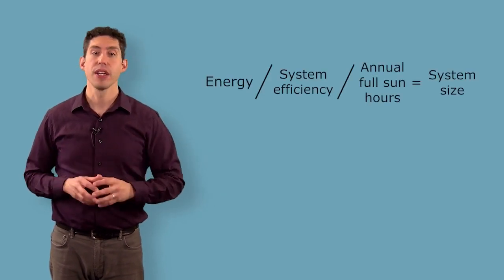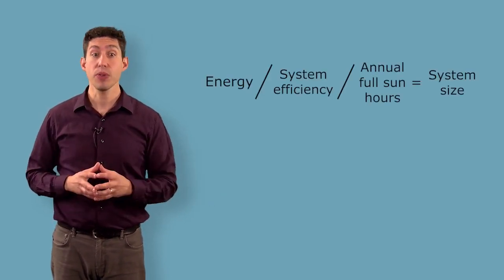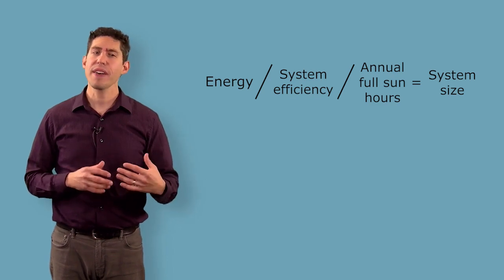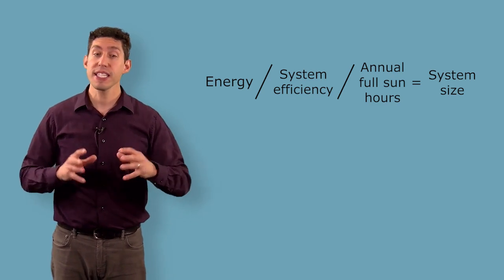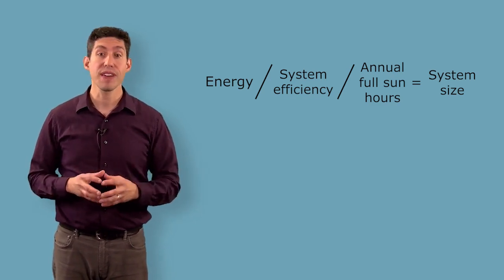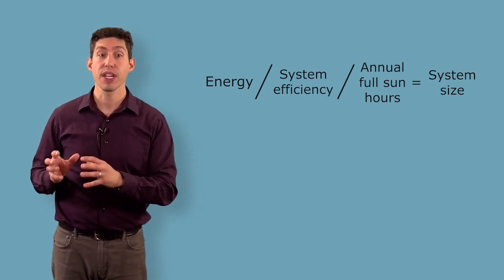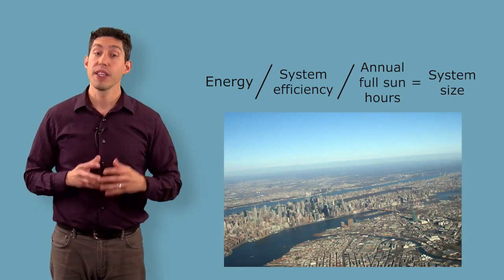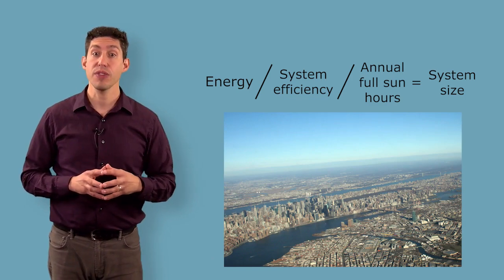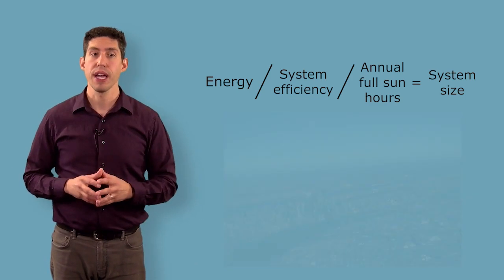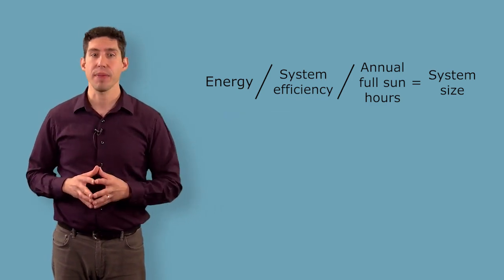Going the other direction, we could calculate the size of the system based on a known energy need. So for example, using an electrical bill, we know the annual energy need, and we have to calculate how big a system is needed to produce that energy. In this example, we have an annual load or use of 7,000 kilowatt hours per year in New York City. The insolation value for New York City from the map is 1,642 full sun hours per year, and the system efficiency is again 85%.